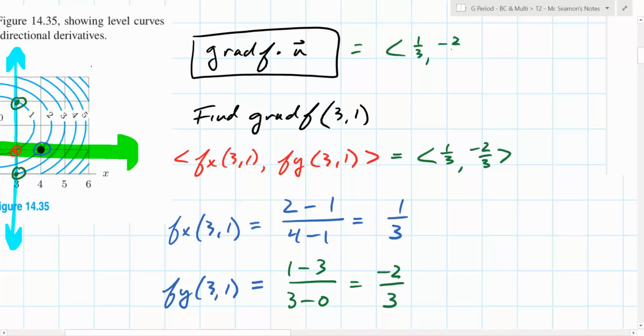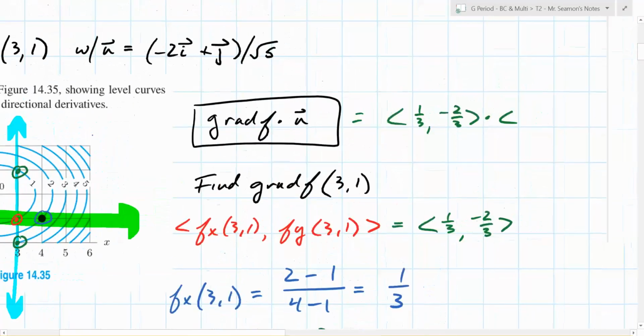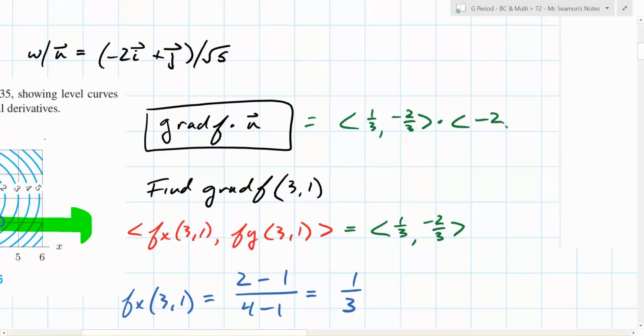1/3, comma, negative 2/3 dot what? What's the u value? Right there. So just like negative 2, 1, and then what do we multiply the whole thing by? Root 5. Just divide it by root 5, right? Doesn't matter where, can we pull that out? It's totally legal to do that, right? Because when you dot something together, it's a scalar, you're going to just multiply it by, or divide it by root 5.